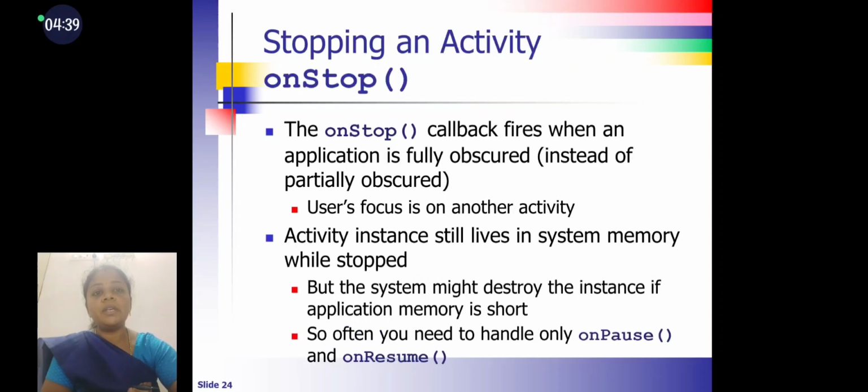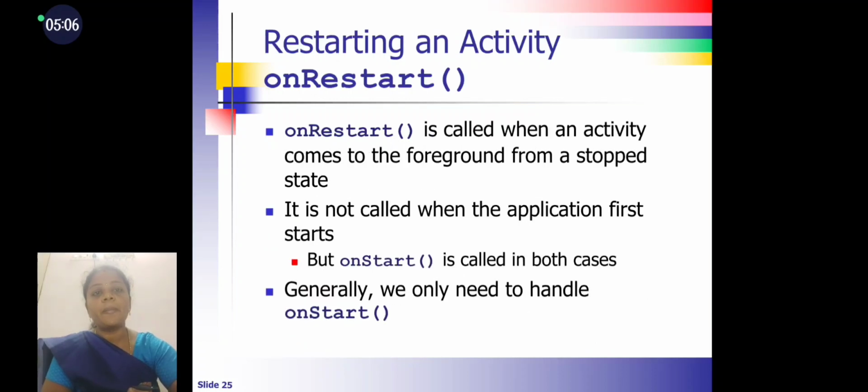Stopping an activity using onStop. The onStop callback fires when an application is fully obscured and the user's focus is on another activity. This is an example of calling the onStop method. The activity instance still lives in system memory while stopped, but the system might destroy the instance if memory is short. So often we need to handle only onPause and onResume methods.